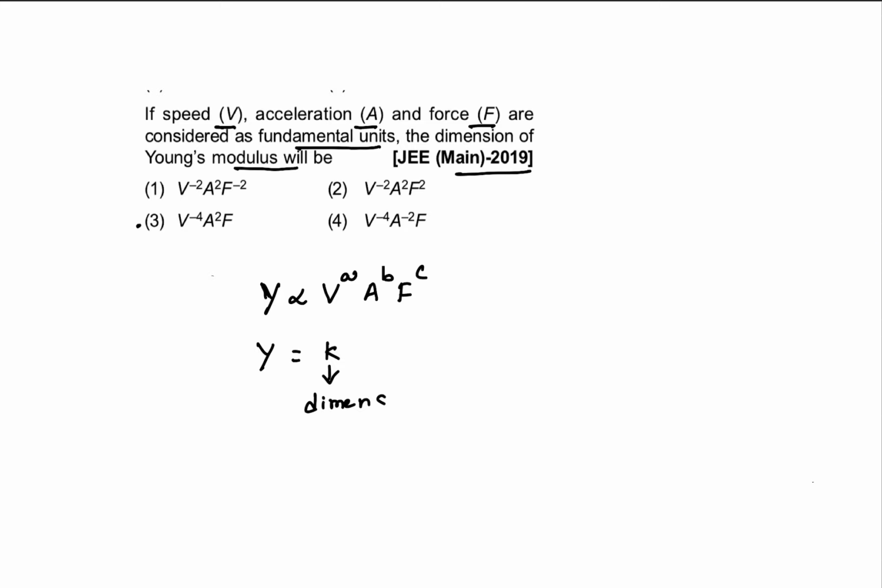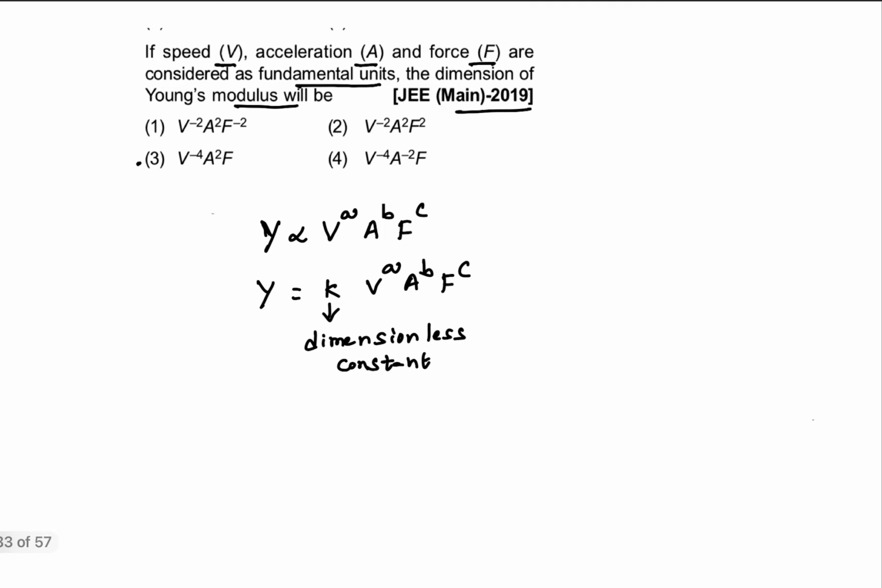If I remove this proportionality, I will get k, where k is a dimensionless constant. So Y = k v^a a^b F^c. Now I am going to write the dimensions of all the quantities, starting with the dimension of Young's modulus.